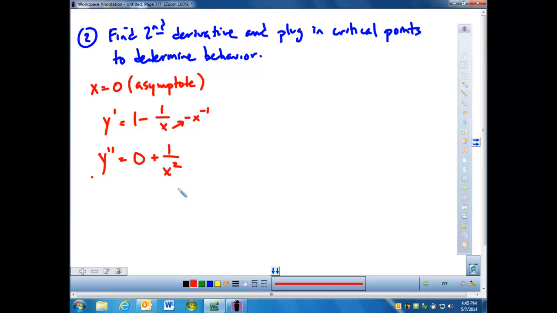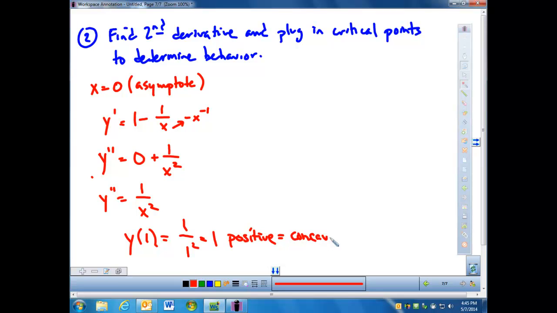Now I can go ahead and plug in my critical value. I'm going to plug in 1 for x, and I get 1 for my answer. 1 is a positive value, so that means that the function is concave up. Remember, if the function is concave up, that would make 1 a minimum. So that's how we classify that critical value.